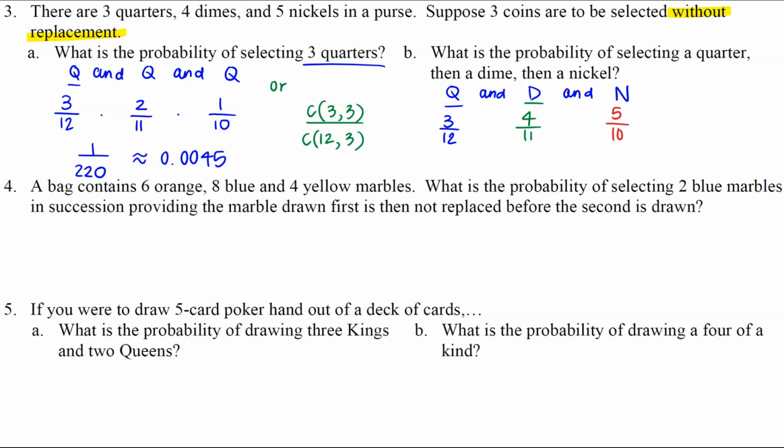So the probability of selecting a quarter, then a dime, then a nickel would be 3/12 times 4/11 times 5/10, which is equal to 60 out of 1,320. And when I reduce this fraction, it's equal to 1 out of 22. You also are able to leave it as a decimal if you want. It's equal to 0.045 with a bar over the 4 and 5 since it is repeating.